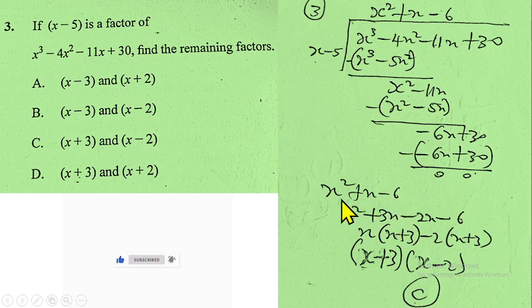So if you simplify this, you can factorize it by looking for the 2 factors of minus 6 that we can multiply together to give us minus 6. And when you add them together, it gives us a plus 1 here, which is a plus 3 minus 2. Plus 3 times minus 2 will give us minus 6. Then plus 3 minus 2 will give us a 1.